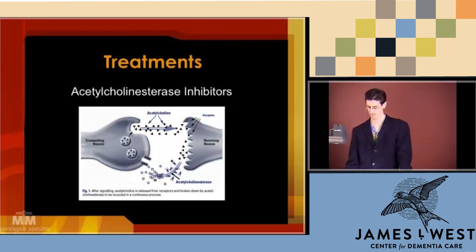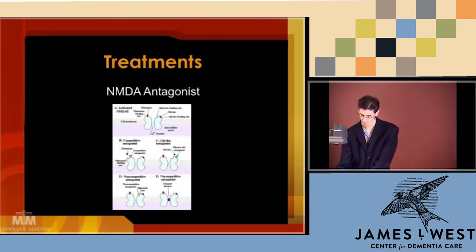And so that's how acetylcholinesterase inhibitors work. There's another medication class out there called NMDA antagonists. And there's only one medication marketed in this class, which is memantine, marketed as Namenda.